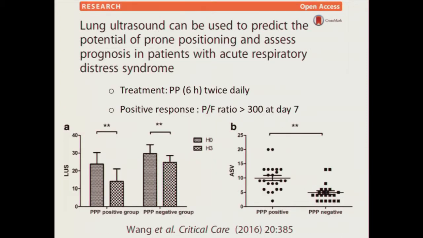And this is more interesting, that the change of the lung ultrasound score was greater in patients that had a positive response to prone positioning, when the positive response was defined as a PF ratio higher than 300 after 7 days of treatment, where treatment was prone positioning for at least 6 hours twice daily.